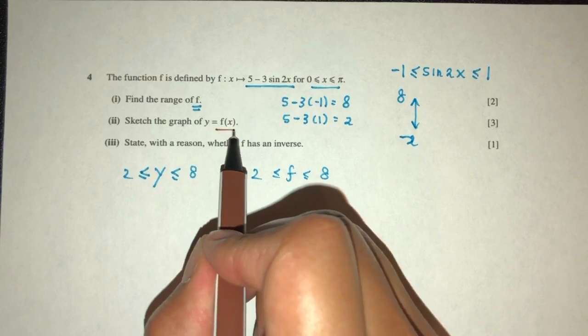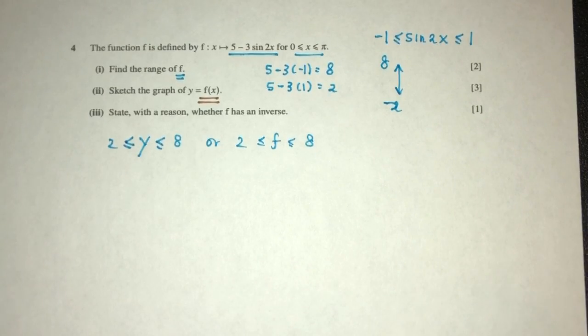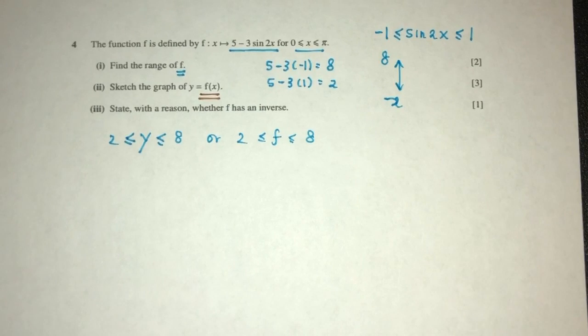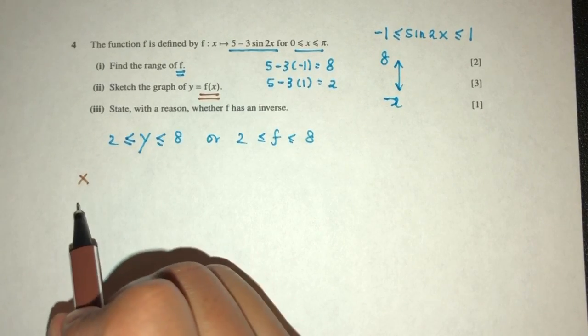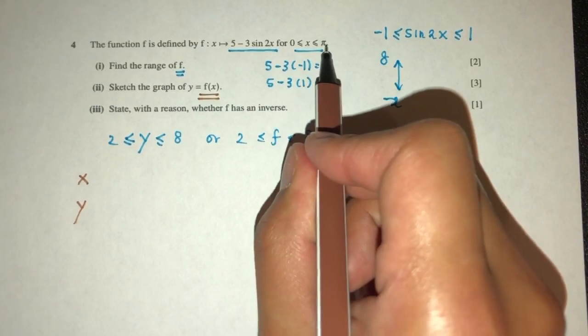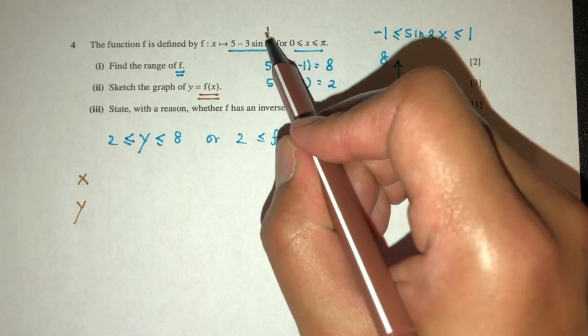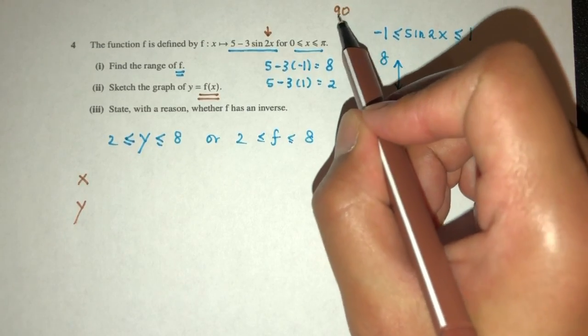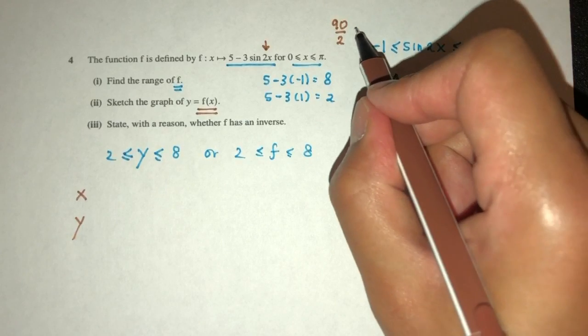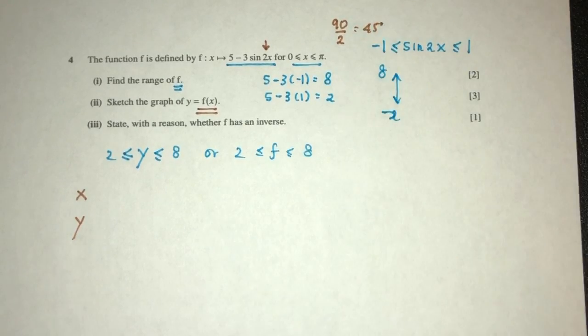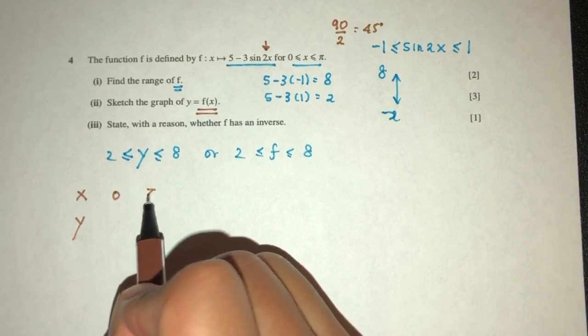Now part 2, we have to sketch the curve. Pretty easy. To sketch the curve, we obviously have to make a table of values. That is my x value, my y value. Now because we have 2 here, we take 90 divided by 2, right? That will be 45 degrees, which is simply pi by 4. So I will choose an interval of pi by 4 again.